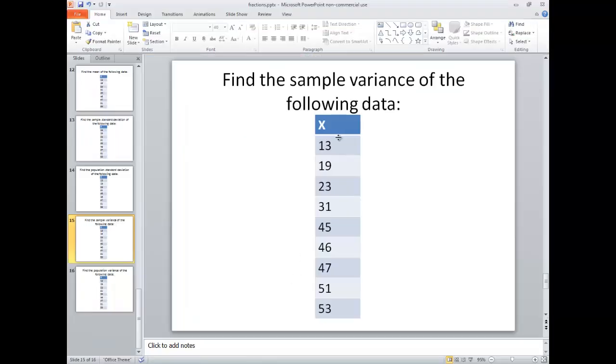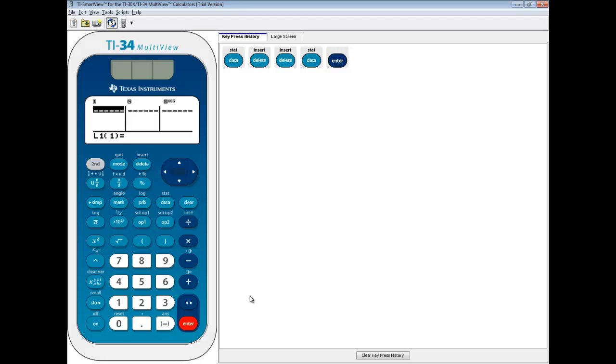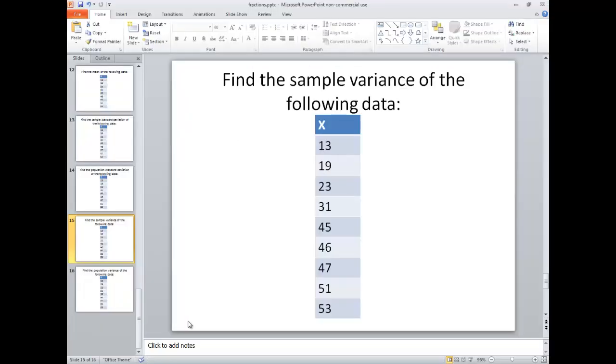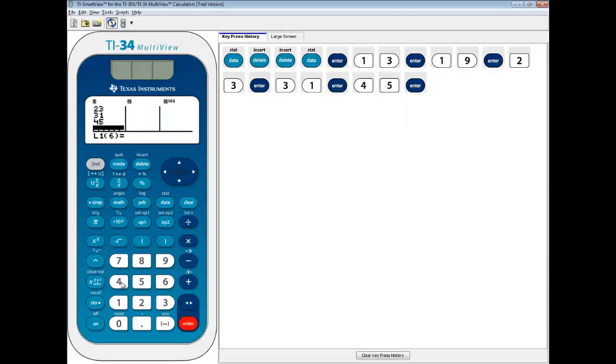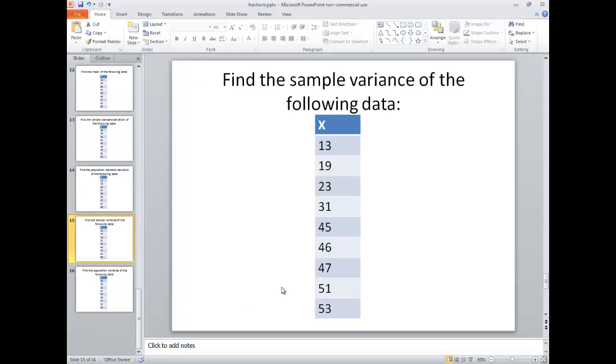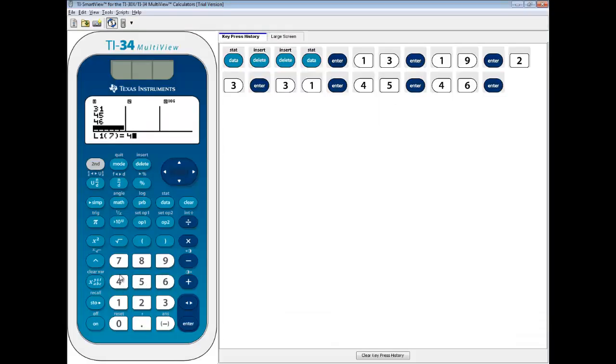So I'm going to type in each number, pressing enter after each one. So I got 13, enter, 19, enter, 23, enter, 31, enter, 45, enter, 46, enter, 47, enter, 51, enter, and 53, enter.